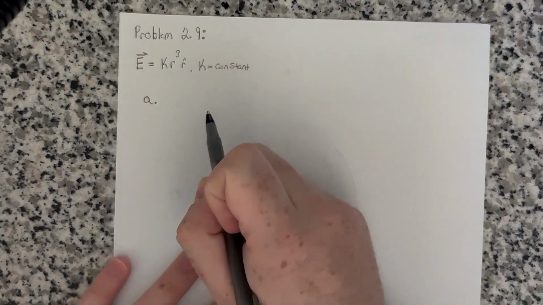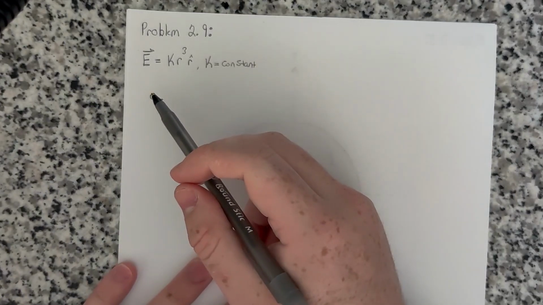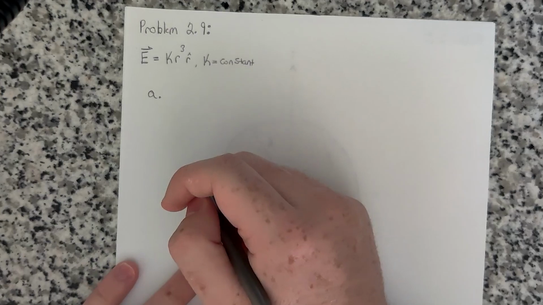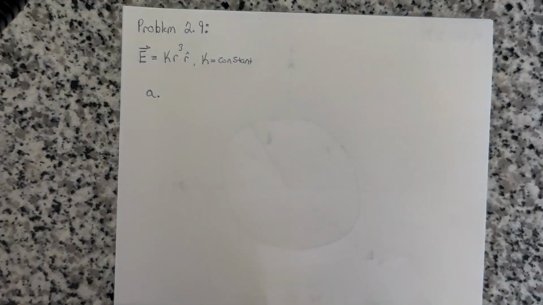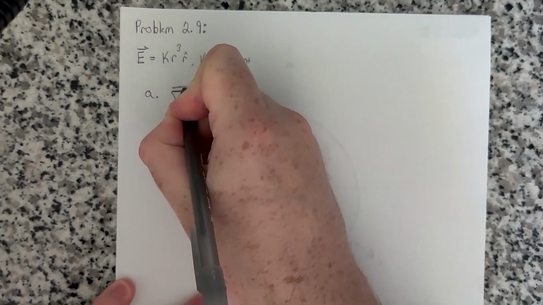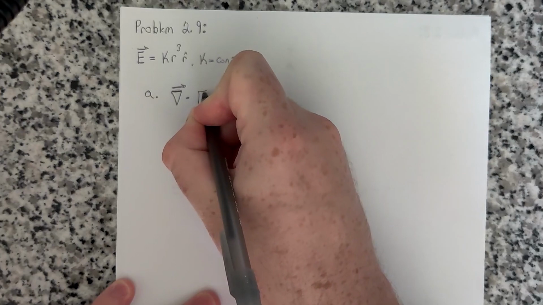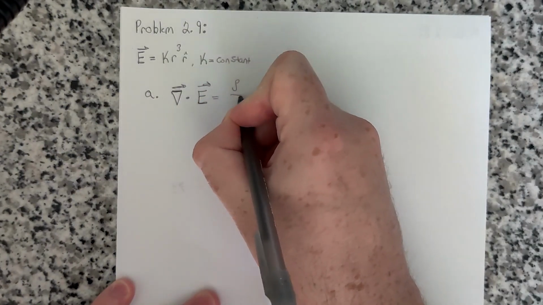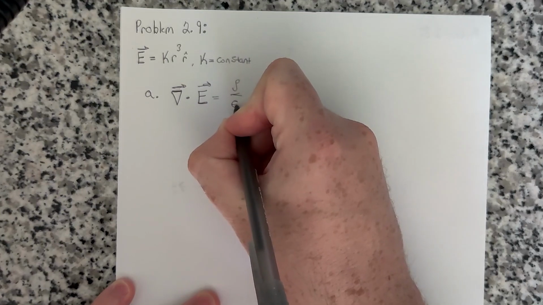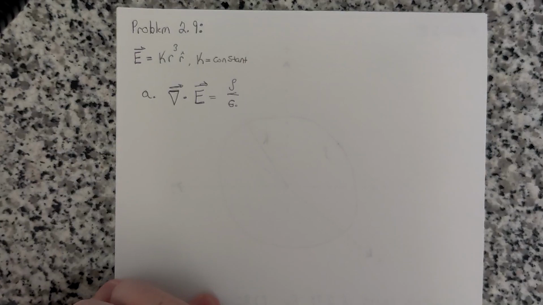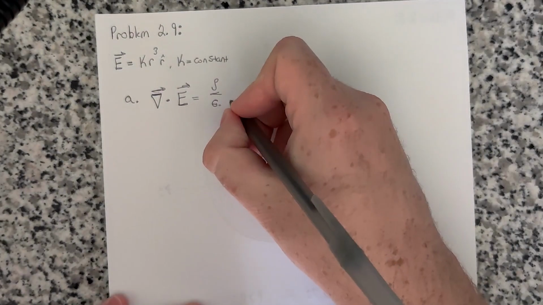All right, so part A is to find the charge density rho. And this can be done pretty easily. In this section, we learned about Gauss's law in integral form and differential form. And this is where the differential form of Gauss's law comes into play. The differential form states that the divergence of the electric field is equal to the charge density divided by epsilon naught. We have the electric field, so let's calculate its divergence.